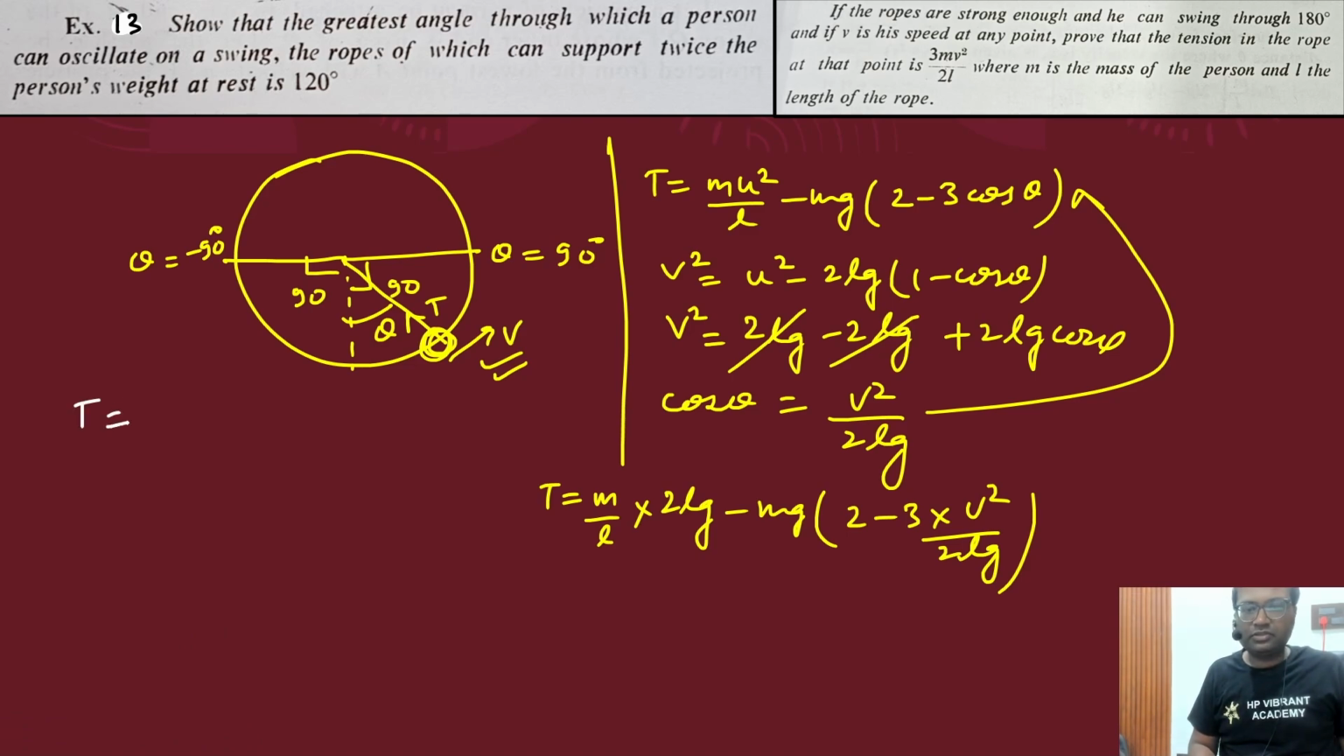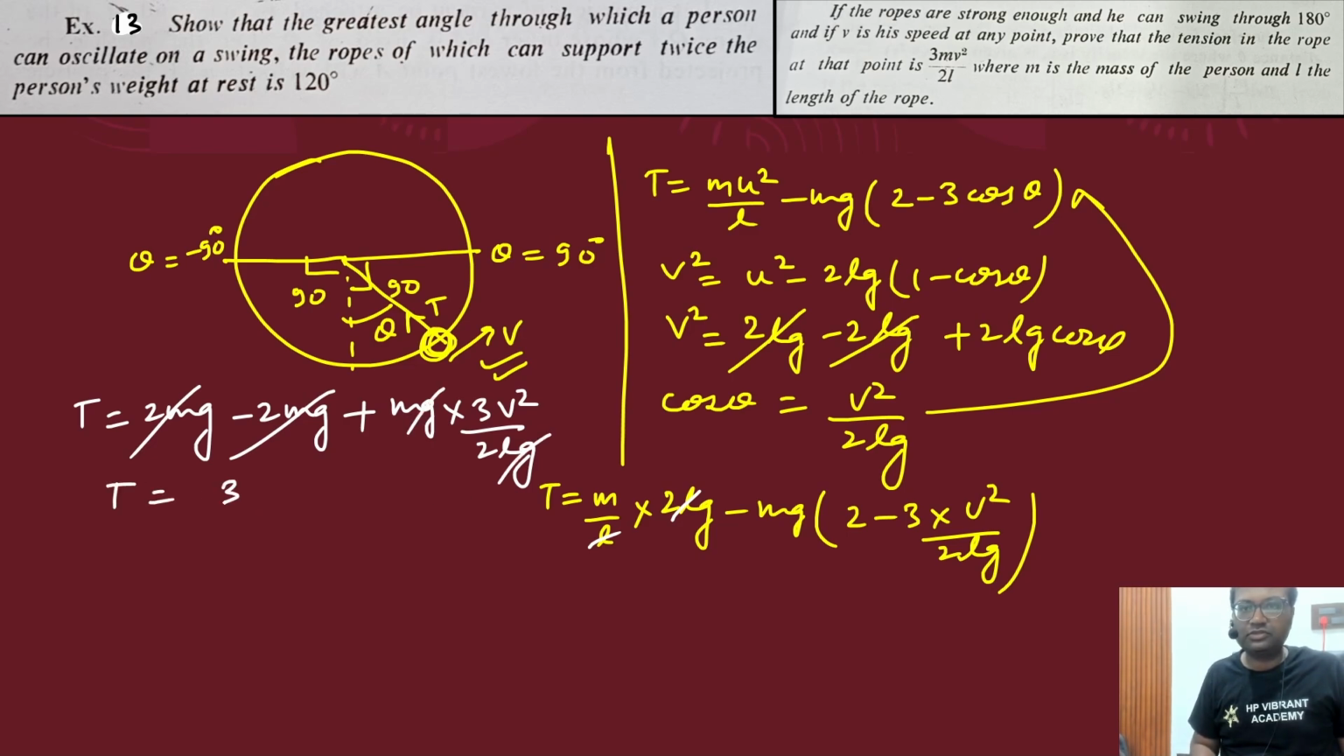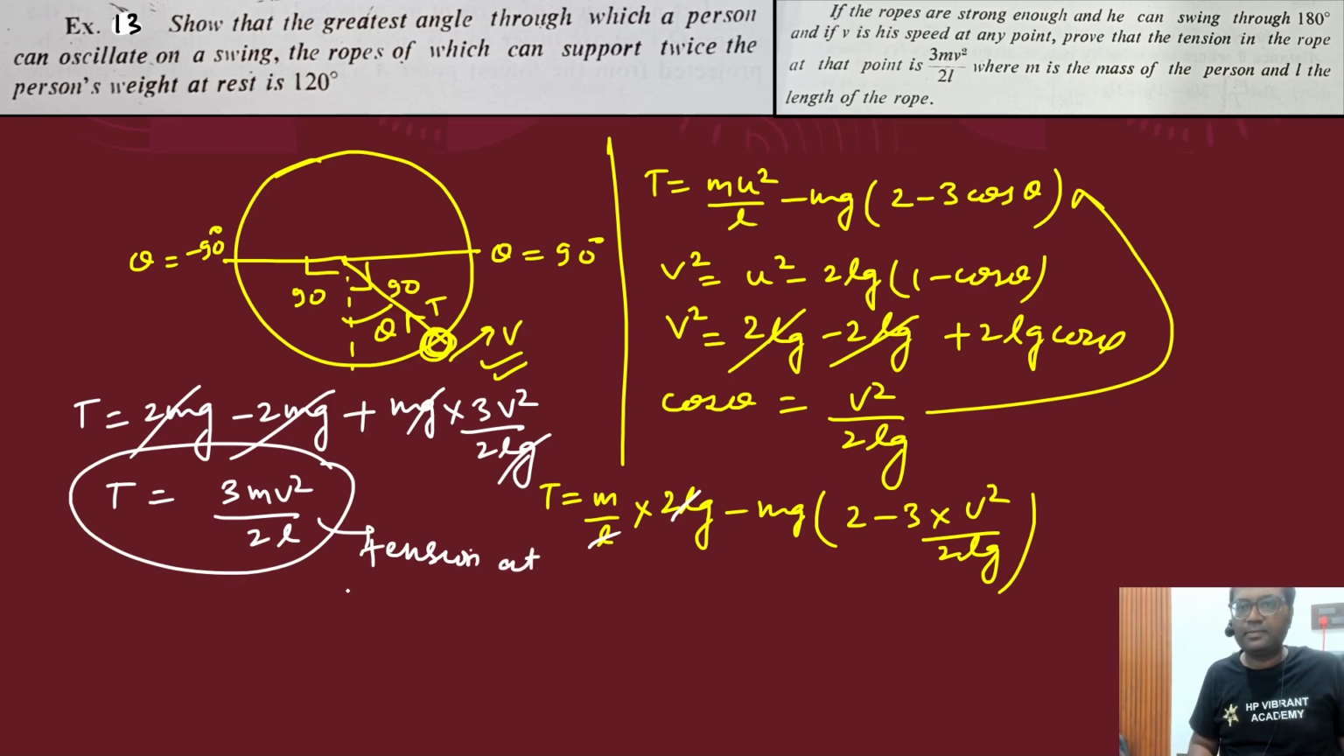So we have T is equal to, this l gets cancelled. So we have 2mg minus 2mg plus mg into 3 v square upon 2 lg. This g gets cancelled. So we have T is equal to 3mv square upon 2l. This is the tension at any point. Okay, at that point it is 3mv square upon 2l. This is what is asked in the question.